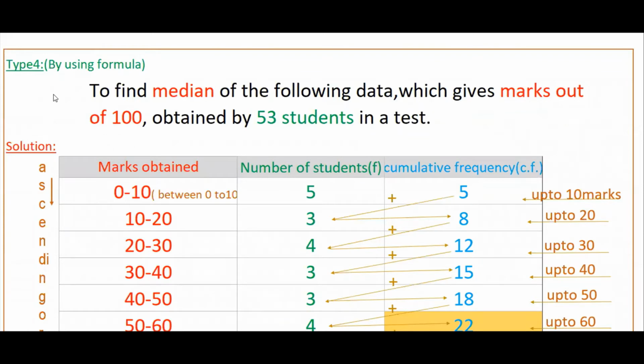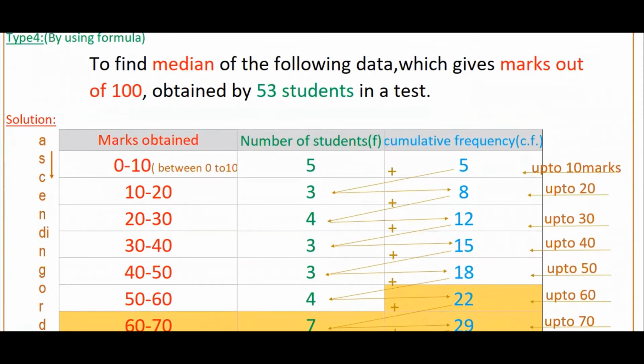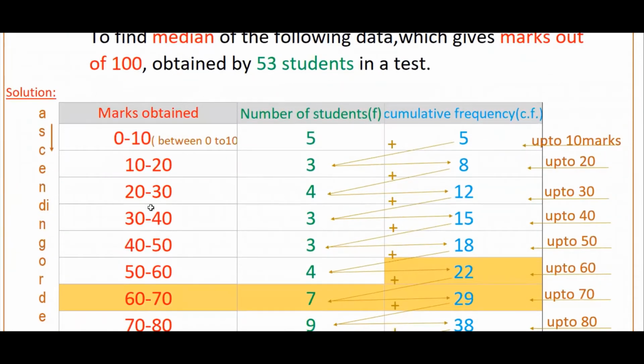Another type of problem. Here we have to find the median by using a formula. To find the median of the following data, which gives marks out of 100 obtained by 53 students in a test. So here there is a test conducted for 53 students out of 100 marks. And here the given data, marks obtained, is in the form of class intervals.